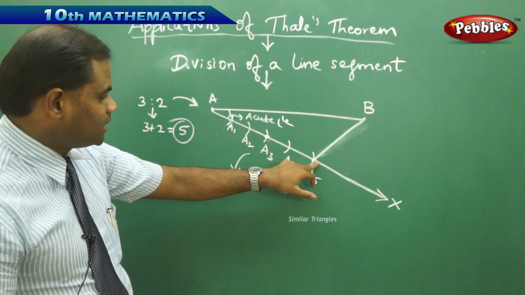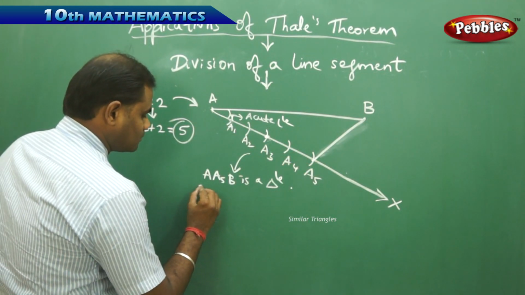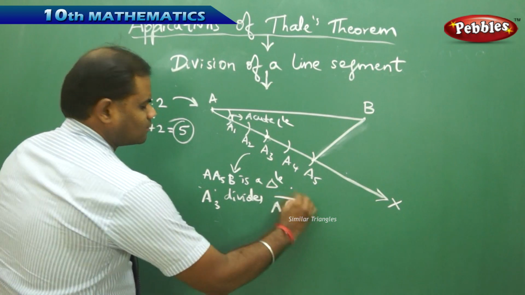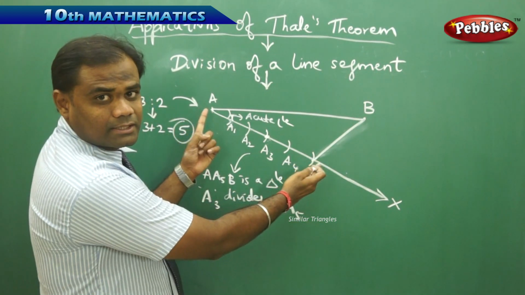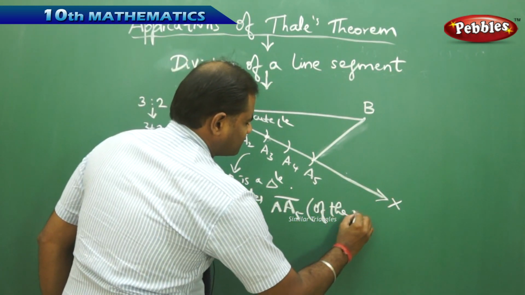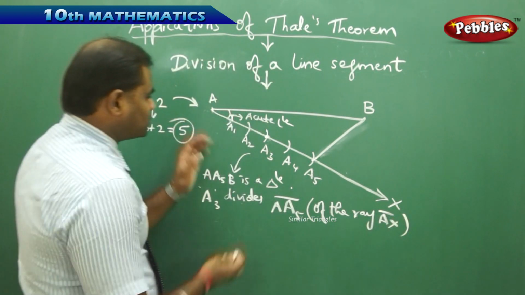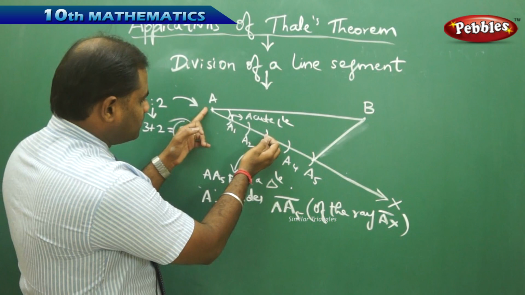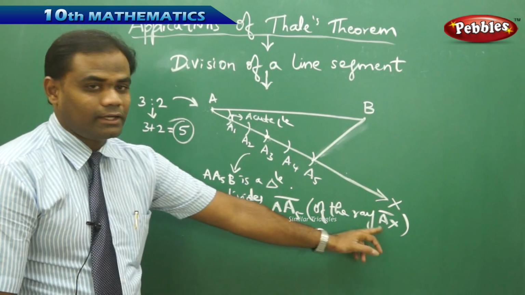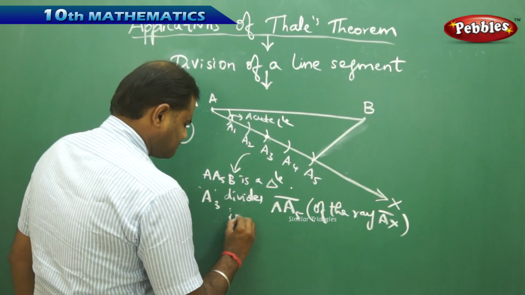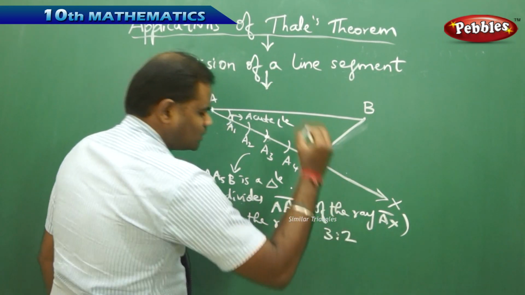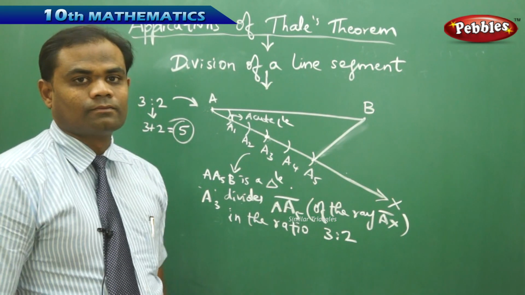Because the point A3 divides the line segment AA5, which can be clearly seen as part of the ray AX, in the ratio 3:2, because A3 divides 3 parts here and 2 parts here. Therefore, A3 divides the line segment AA5 of the ray AX in the ratio 3:2. So the ratio is 3:2 on this line.